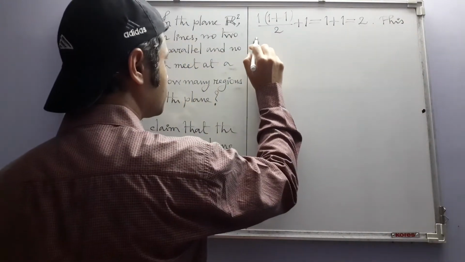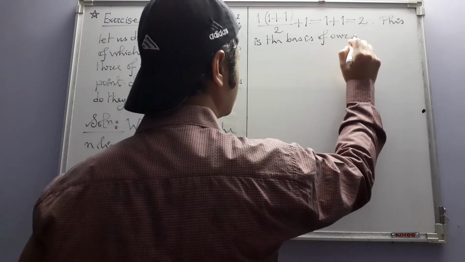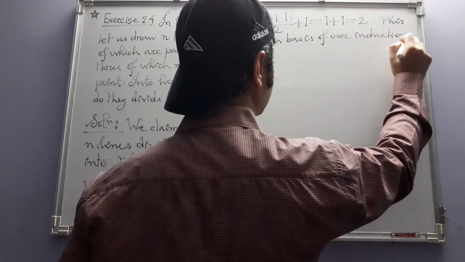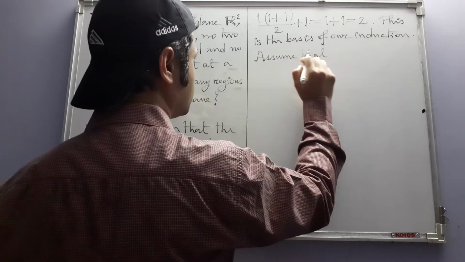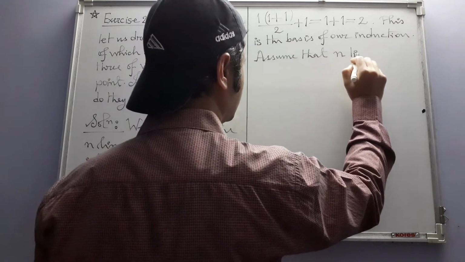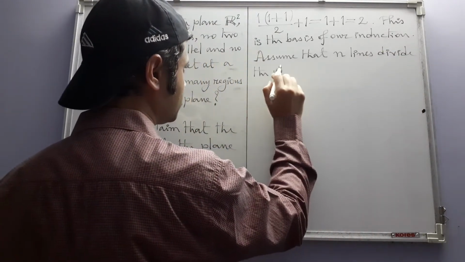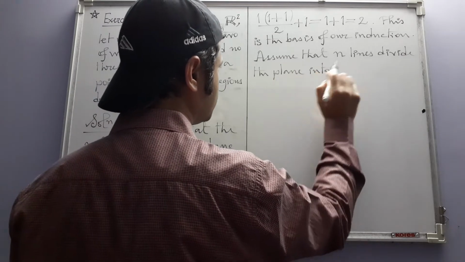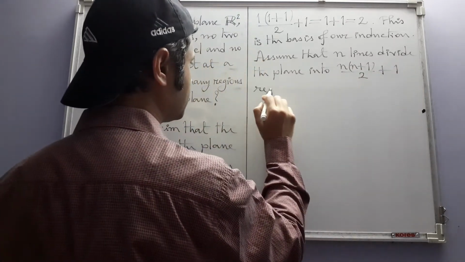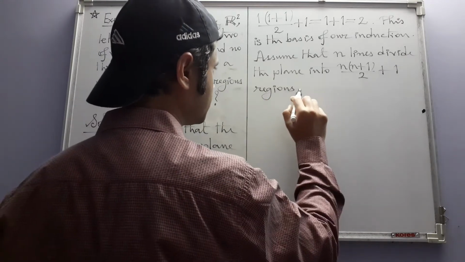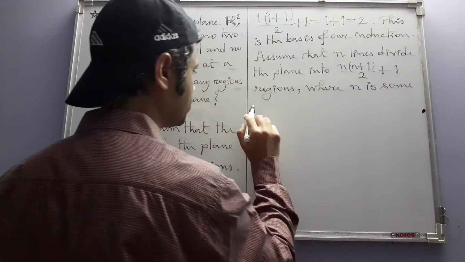This is the basis of our induction. Now assume that n lines divide the plane into n times n plus 1 divided by 2 plus 1 regions, where n is some positive integer.